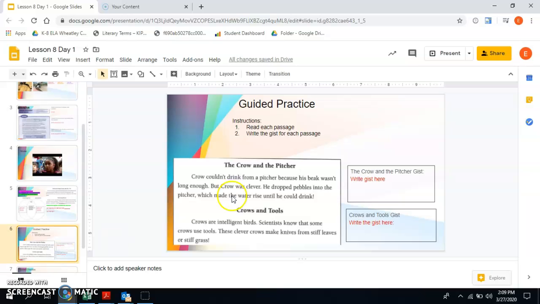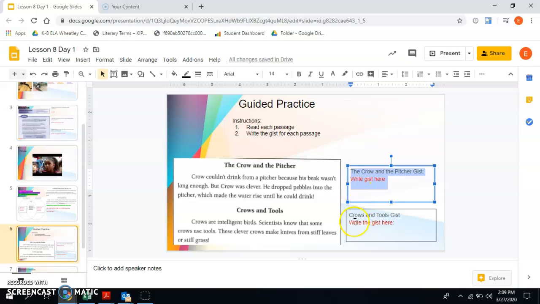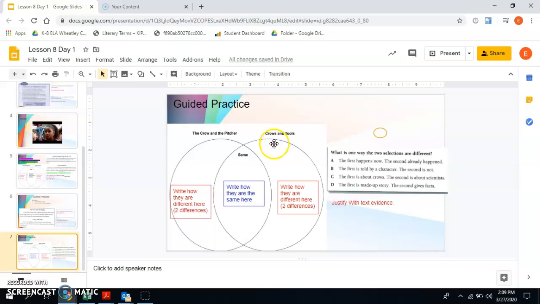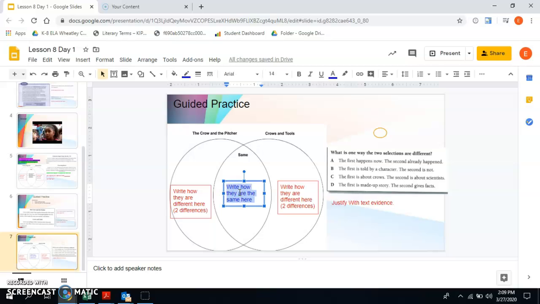Then for your guided practice, you have 2 passages, the crow in the picture and crow in the tools. You're going to read crow in the picture and then write the gist here. Then you're going to read crow in the tools and write the gist here. Finally, on this exercise, you are going to then go and do your Venn diagram. You're going to tell me how they are the same in this box. You're telling me how they are the same. Then you are telling me how they are different here.